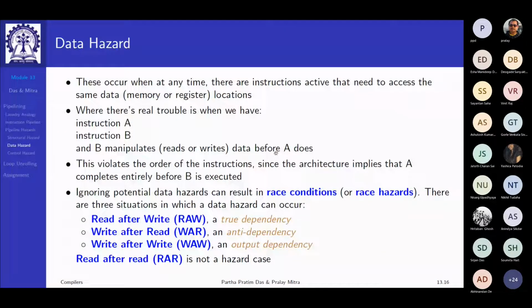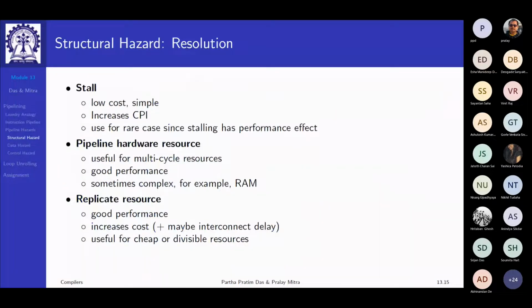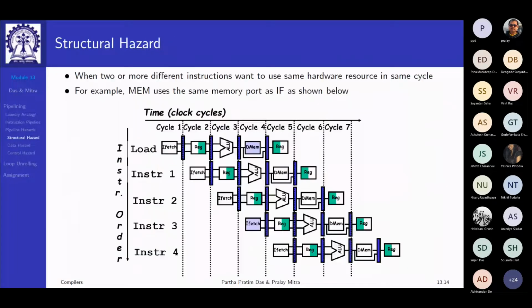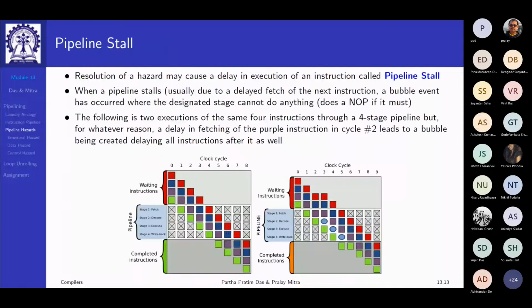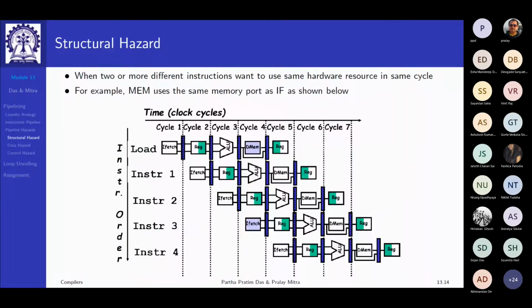Okay. So we have looked at the basic pipeline architecture, which you already know. And we have been discussing various hazards. We talked about the structural hazard, which will happen if two or more different instructions want to use the same hardware resource in the same cycle.